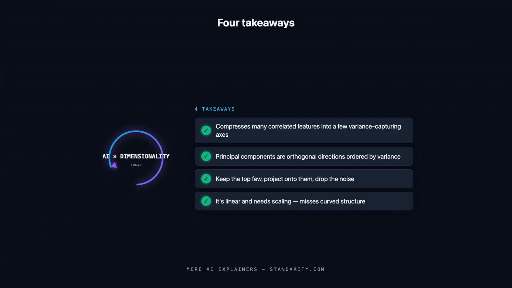Just remember to scale your features first, and keep in mind that PCA is a linear method, so it won't catch curved or twisting patterns in the data.